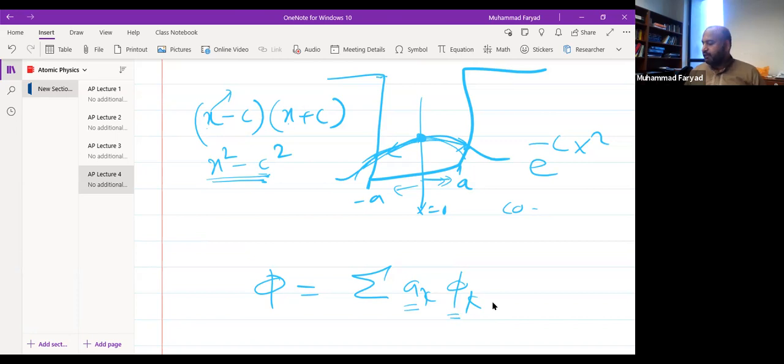For example, if you take any set whose functions form a complete set, for example the cosine and sine functions, they also form a complete set. Any other function can be represented in terms of that, any periodic function. Or similarly, in terms of integrals, we can express other functions. Or we can, let's say, also choose spherical harmonics to represent any function of theta phi.